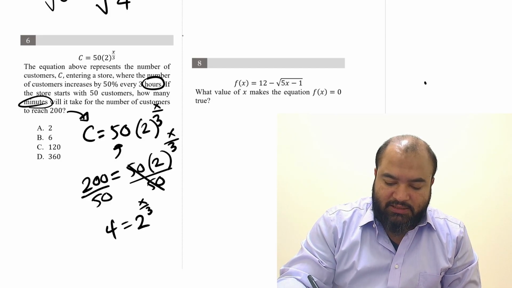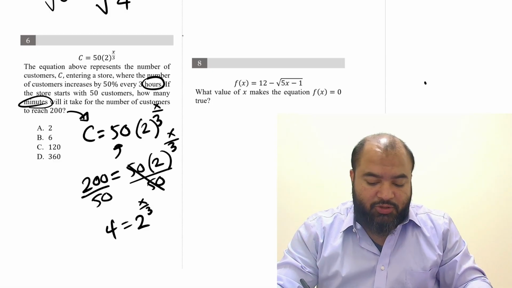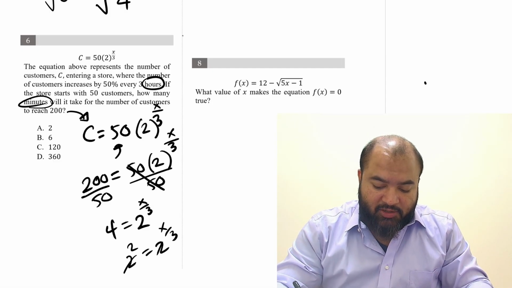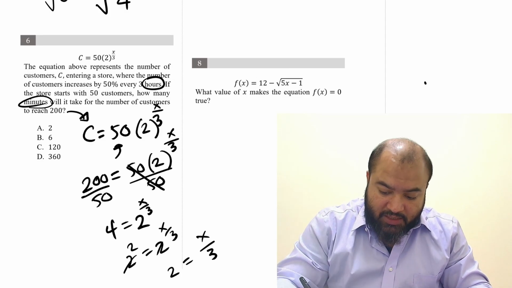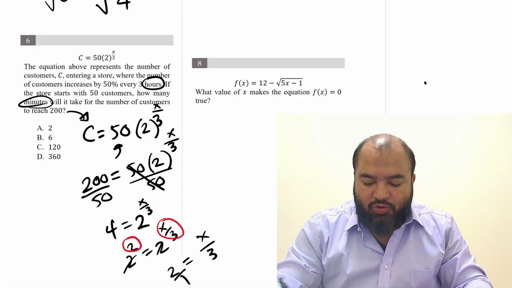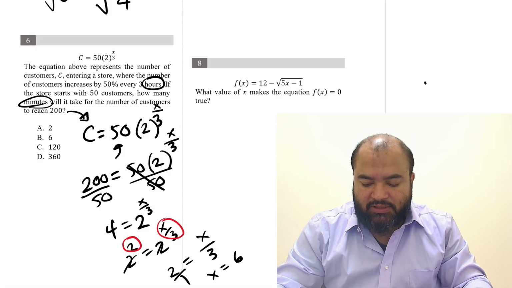So 4 is same thing as 2 power 2 equal to 2 power x over 3. So I can take out 2 and 2. So 2 is equal to x over 3. You see the 2 powers? 2 and x over 3, they will be equal to each other. Now you cross multiply, so x equal to 6.